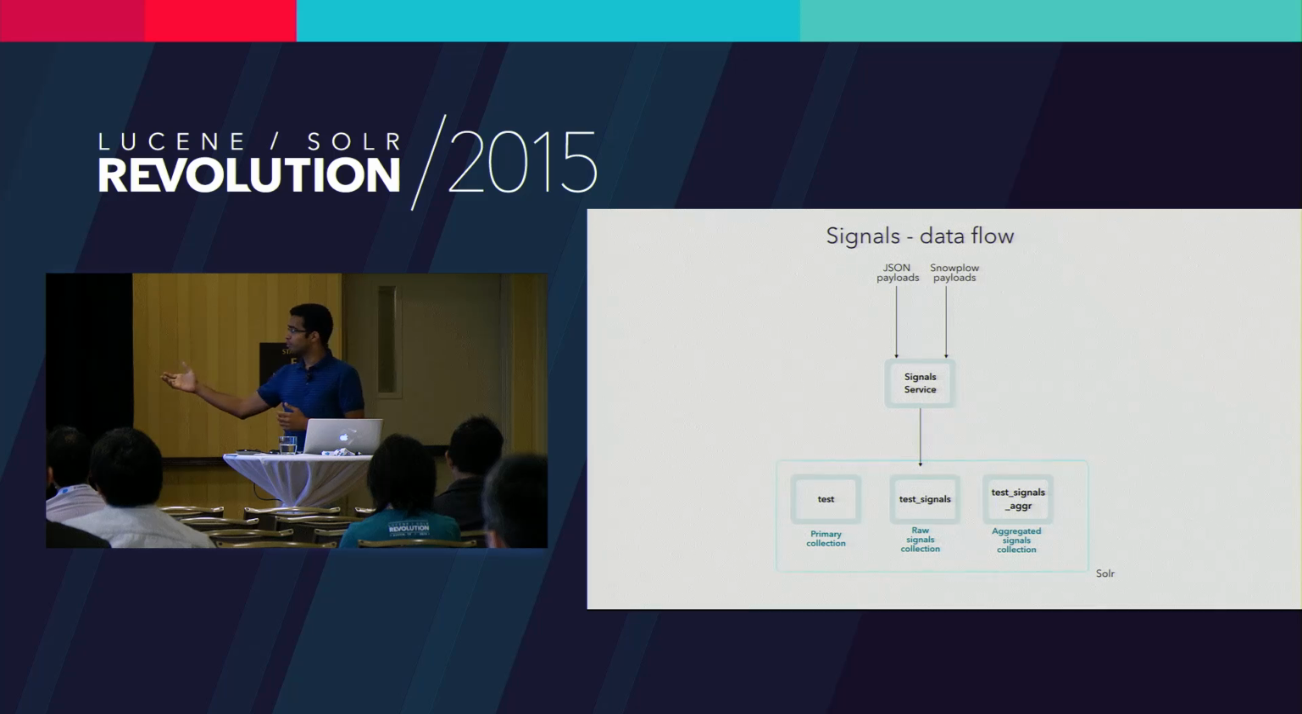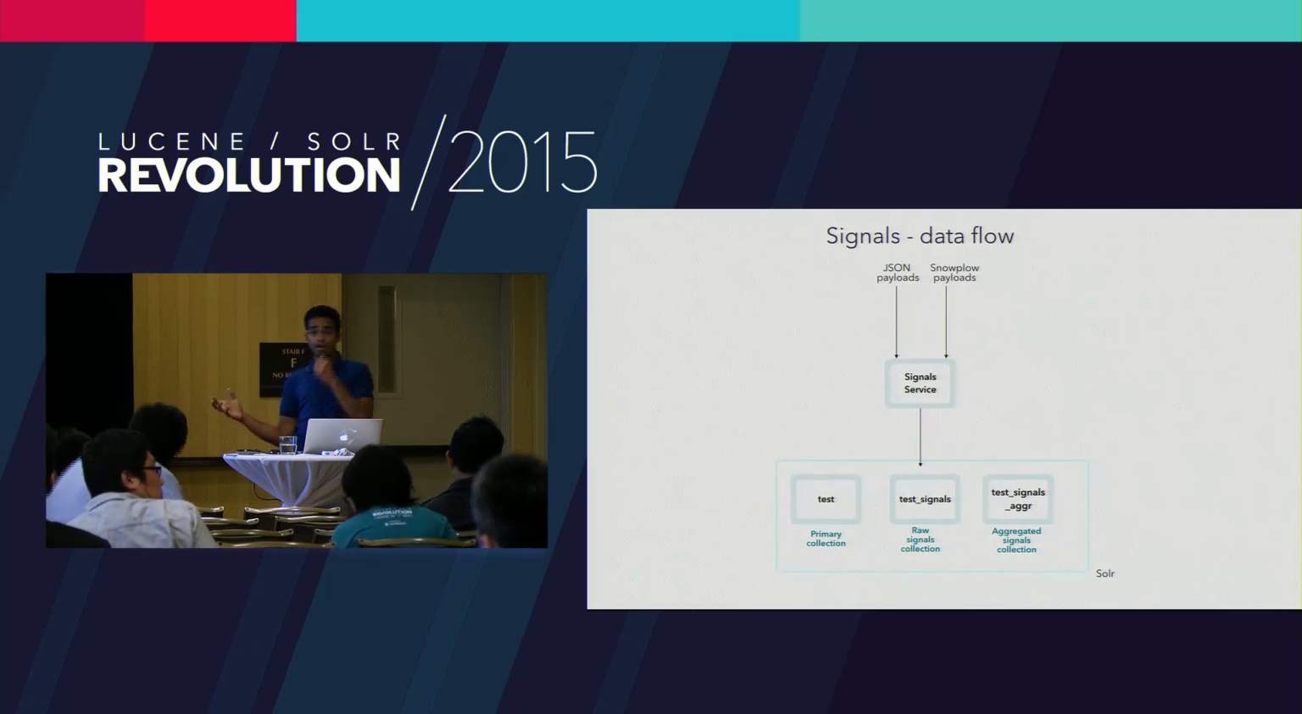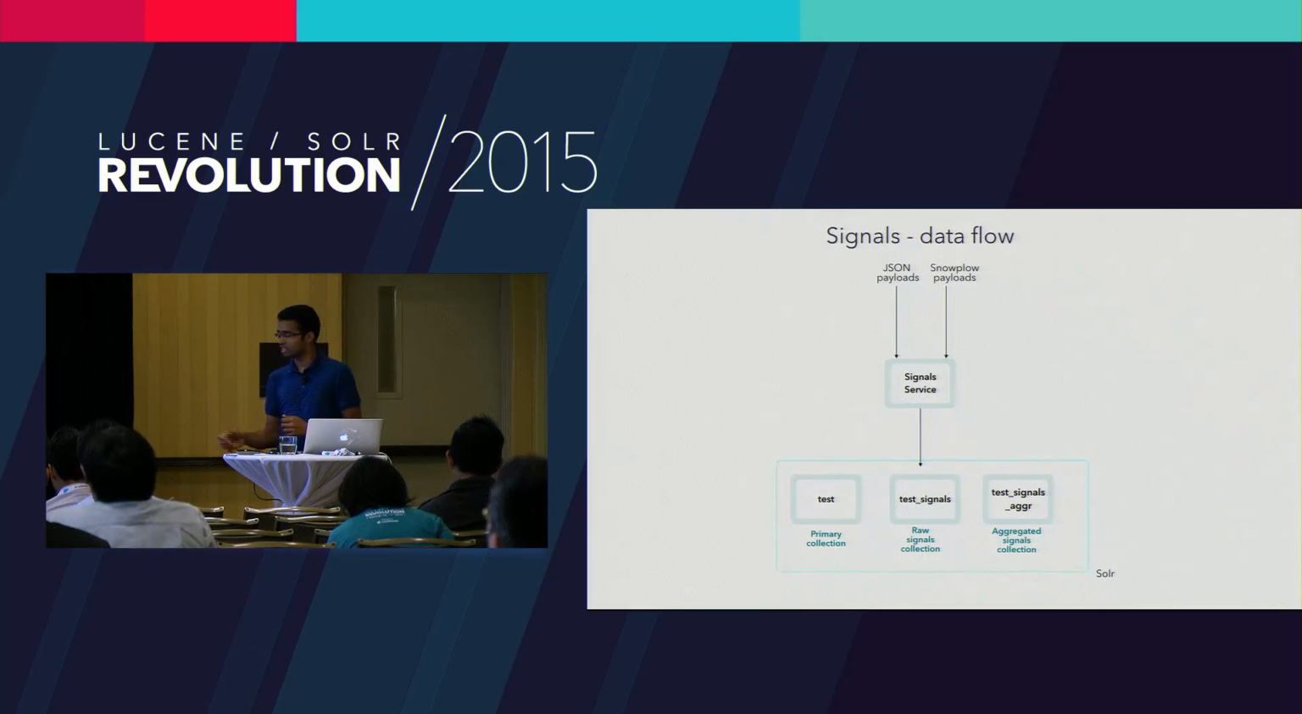And whenever you send payloads to us, we store all that information back into Solr. We don't process them right away, or we don't do anything. So we take the event, transform it, and store it back in the Solr collection, test_signals. And all this raw information that we are storing right now, we're going to use in the future to make analytics or to mix with our search results.